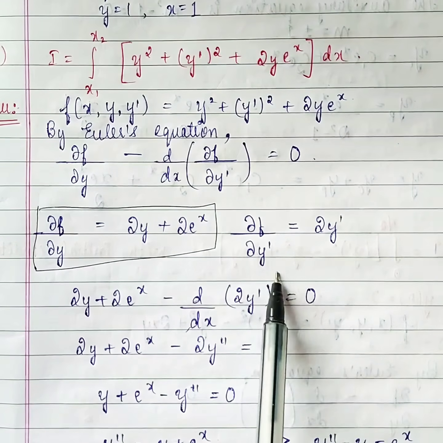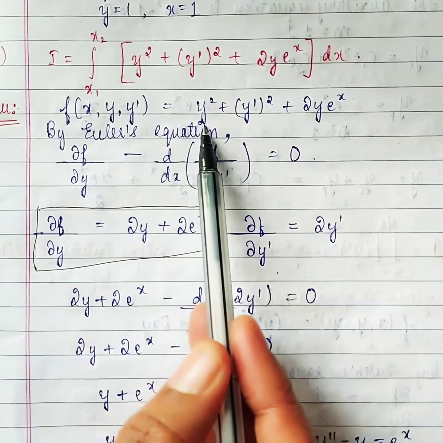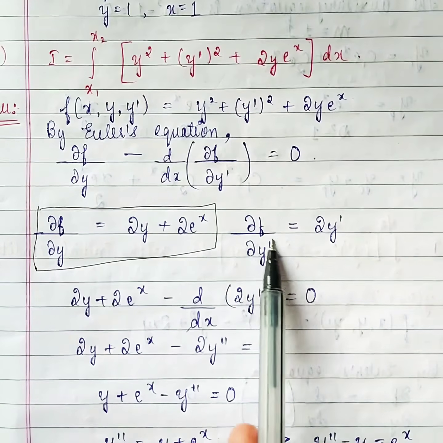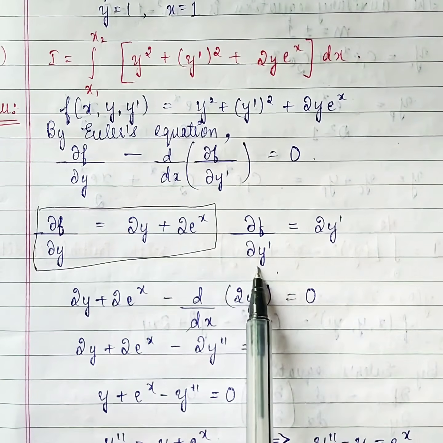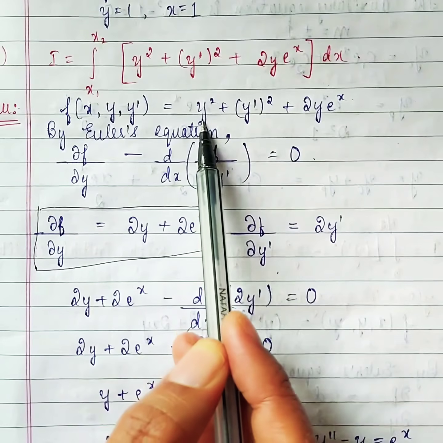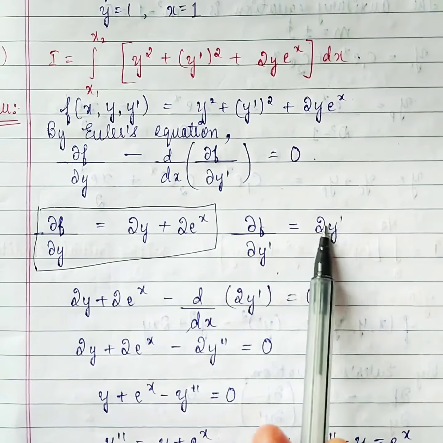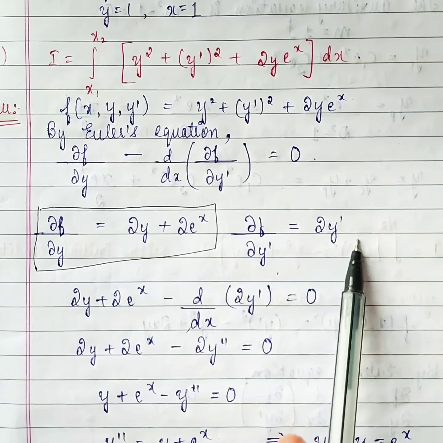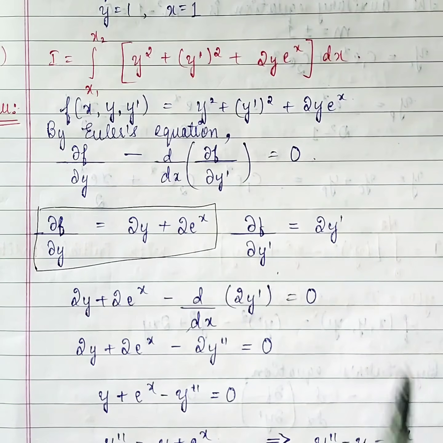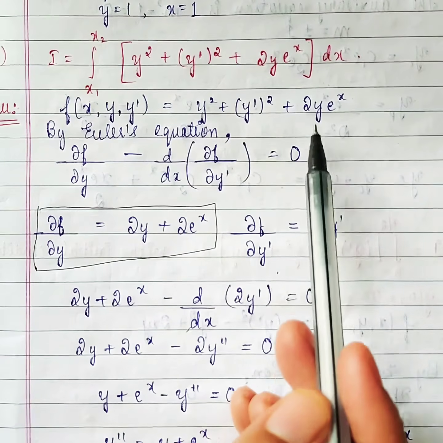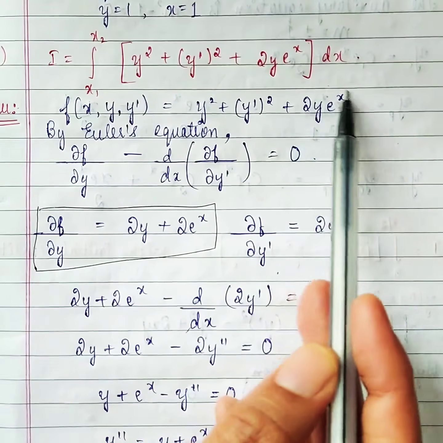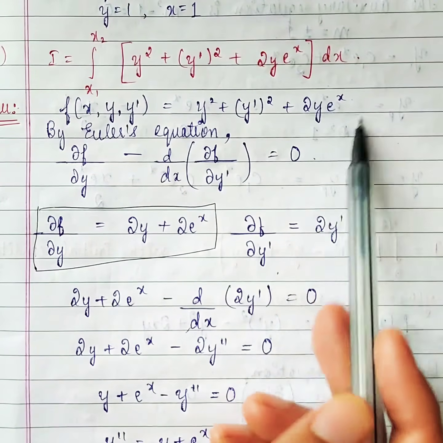Now del f by del y dash. It means in this case I am going to differentiate partially only y dash. So y square if I differentiate is just a constant, 0. Y dash square if I differentiate, 2y dash. And remember, don't write y double dash, that is normal differentiation. Here we are differentiating partially. And in this one there is no y dash term, so completely it is just a constant, so we have written 0.